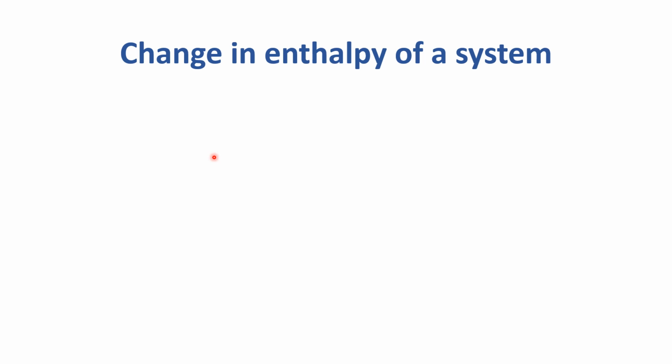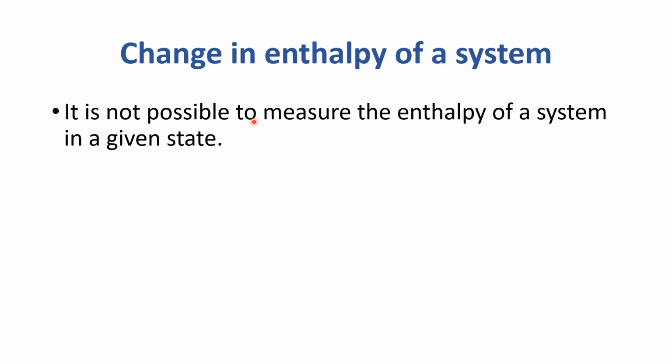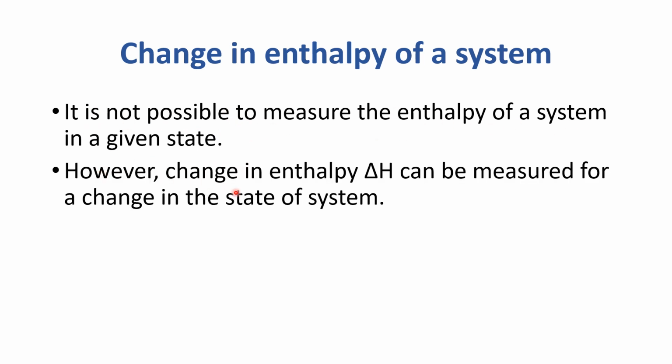Let's see what changes occur in the enthalpy of a system. It is not possible to measure the enthalpy of a system in a given state. However, the change in enthalpy, delta H, can be measured for a change in the state of a system.